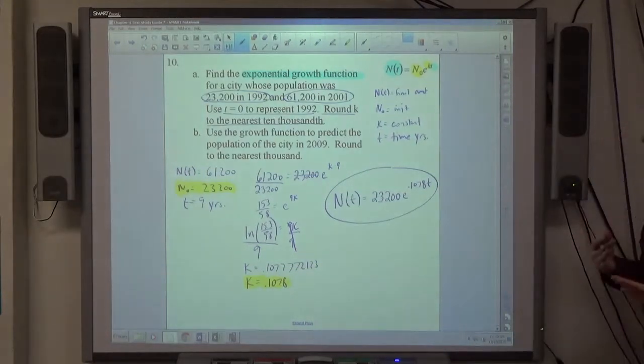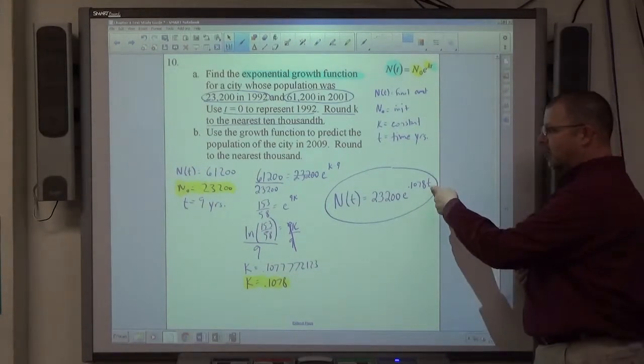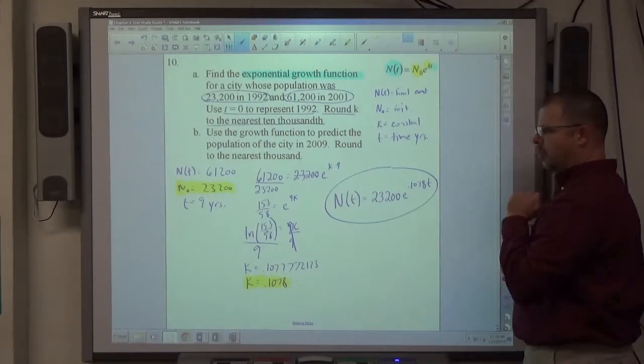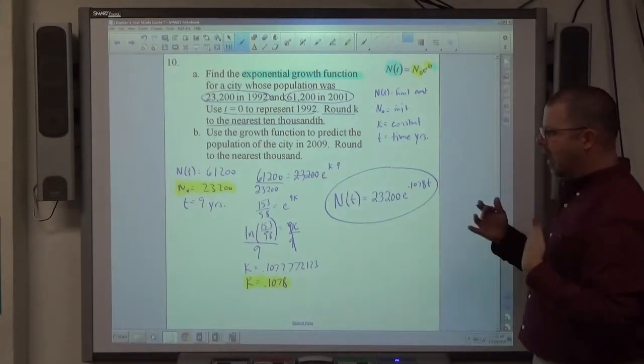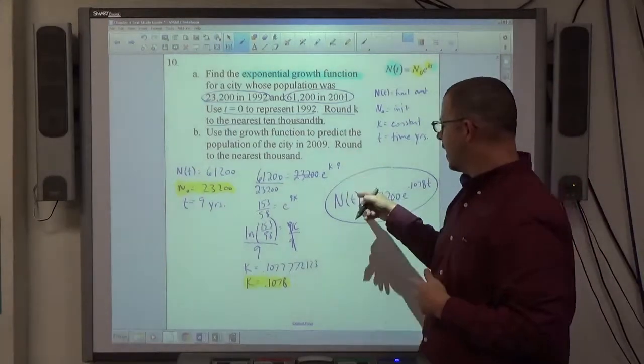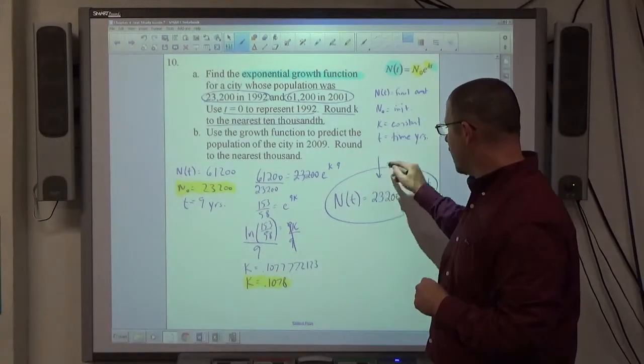Okay. What that does for me now is if I know how many years has passed, I can predict what the population would be. If I know what the population is, I can predict how many years it's been. So that's what the purpose of that is for, and that's again the answer to part A. That's what it should look like.